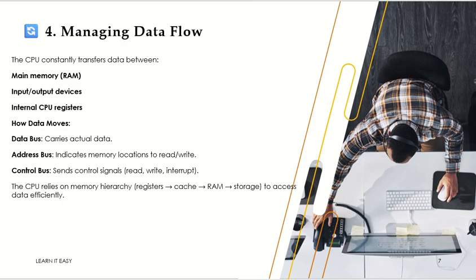The fourth one is managing data flow. The CPU constantly transfers data between memory, main memory RAM, input output devices, and internal CPU registers. And how does the data move? Data moves through the data bus, which carries the actual data, the address bus, which indicates the memory location to read or write, and the control bus, which sends control signals for read, write, or interrupt. The CPU also relies on the memory hierarchy: registers, cache, RAM, storage, to access data efficiently.